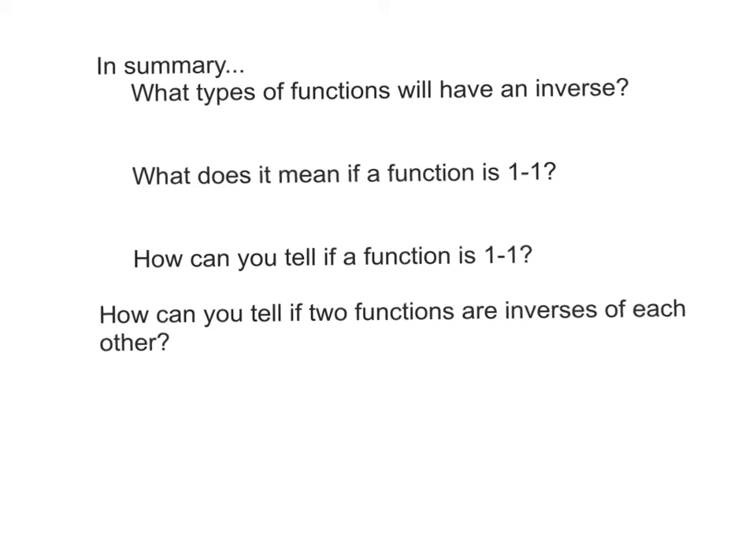How can you tell if a function is one-to-one? The simplest way to tell if a function is one-to-one is to do the horizontal line test on a graph. How can you tell if two functions are inverses of each other? As I showed you, there was an algebra approach where you do f composed with g of x and g composed with f of x to see if you get x both ways. I am going to show you on one more slide how to tell if two things are inverses of each other via your calculator. So hold on for one more slide.